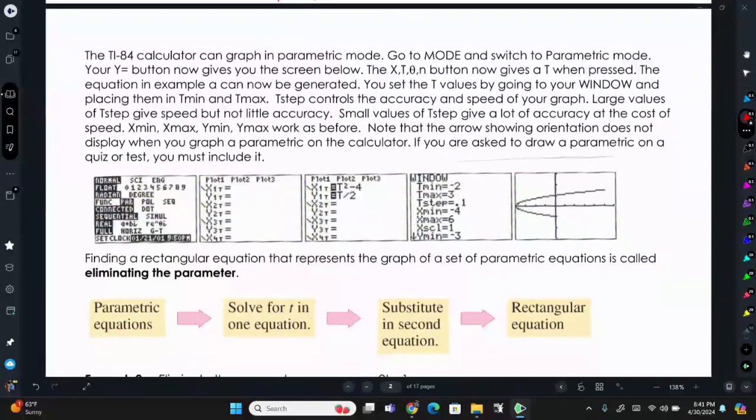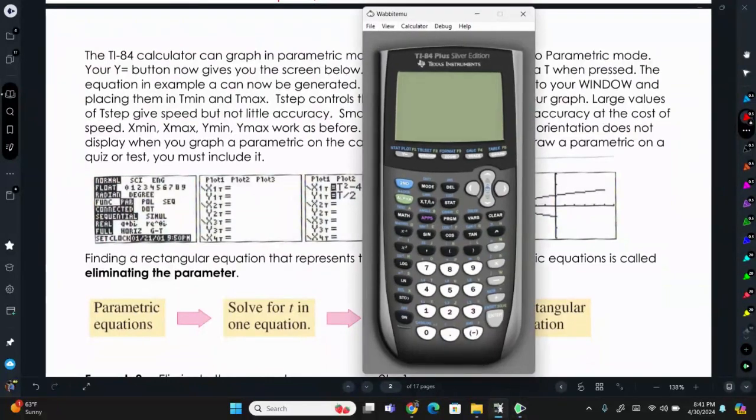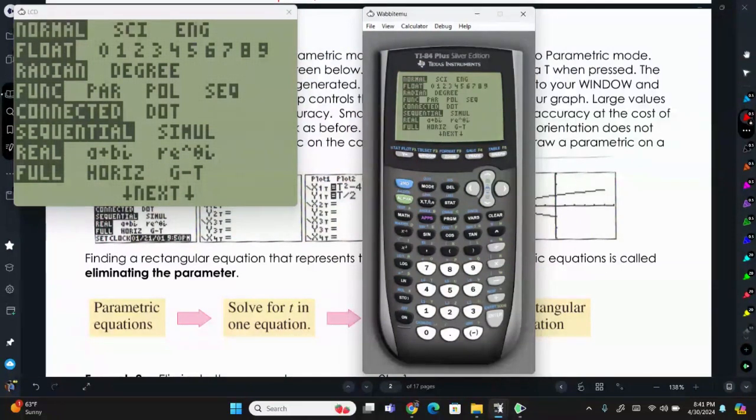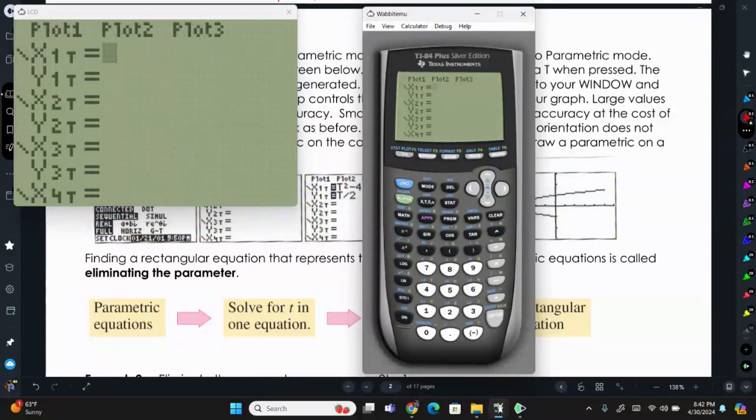And one of the things that we haven't looked at yet with our graphing calculator is the mode. So if we go to mode, we've always gone to radian and degree. But right below that, we see function, parametric, PAR. So watch, when I hit enter on that, that's highlighted. And now when I click y equals, you see x1 of t and y1 of t.